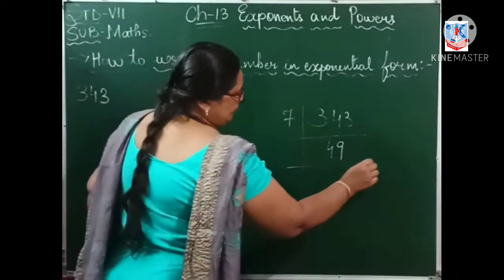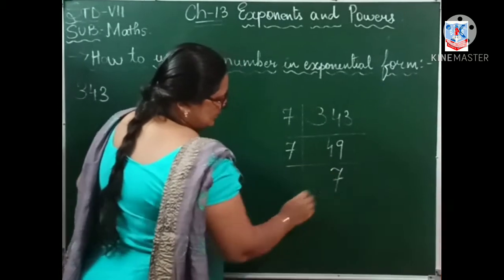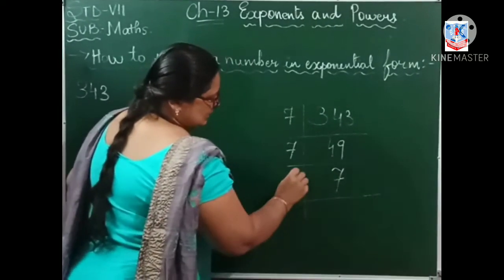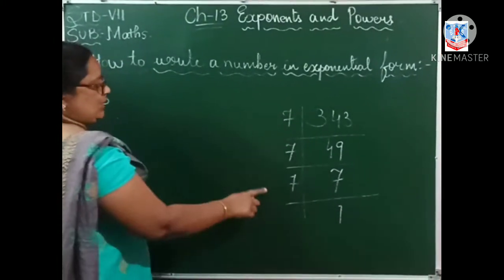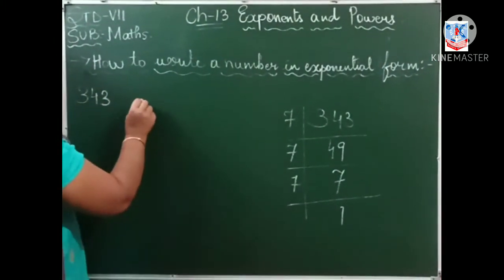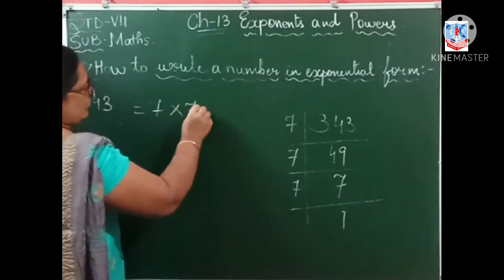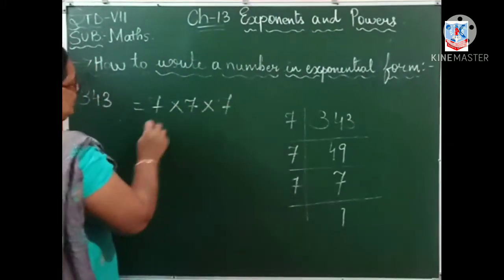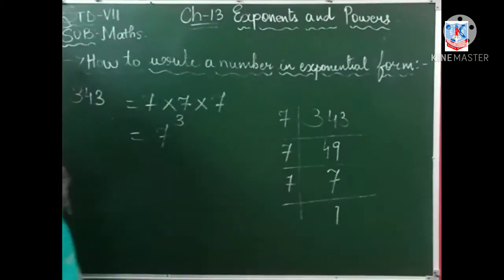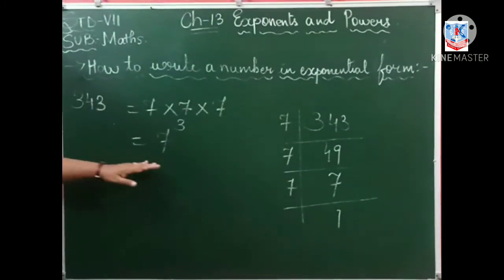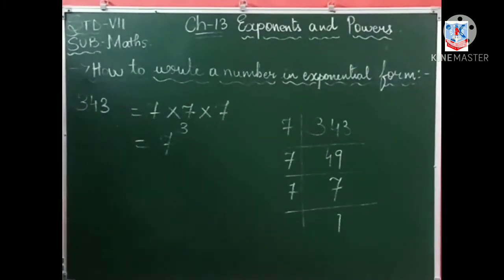343. 7 sevens are 49. 7 forty-nines are 343. Now see, how many times 7? 3 times. So 7 into 7 into 7. That means 7 raised to the power 3. Understood? This way we will write a number in exponential form. Understood?